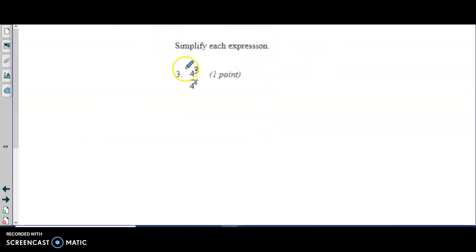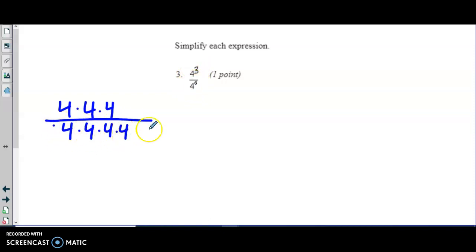All right, again, we're dividing with the same base. So I'm going to do it the long way first. On the top, we have 3 4's. Our base is 4, and we have 3 of that. On the bottom, our base is 4, and we have 6 of them: 1, 2, 3, 4, 5, 6.